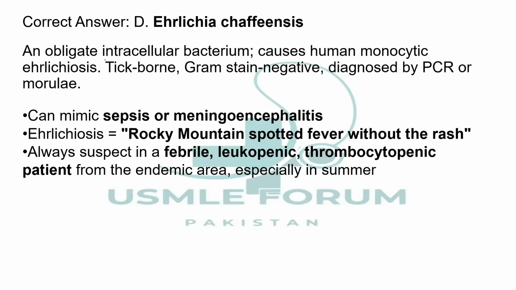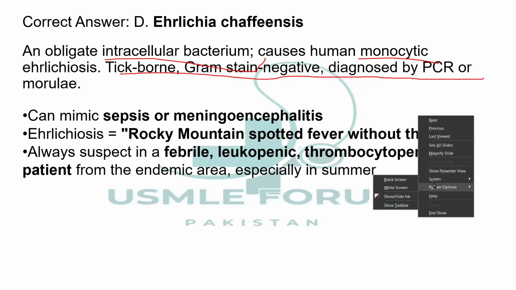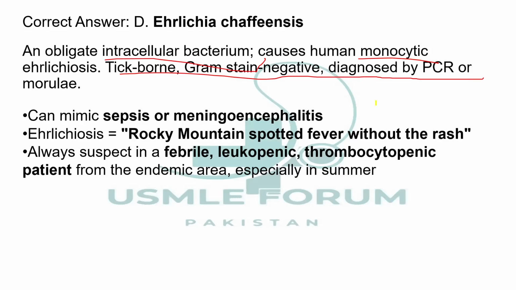It is an intracellular bacterium which invades the monocytes. It is tick-borne, Giemsa stain negative, and diagnosed by PCR. So these are important points that you need to remember. So, diagnosed by PCR and an obligate intracellular bacterium invading monocytes. It's gram stain negative; although it is a bacterium, it is gram stain negative due to being intracellular, right? So it is gram negative.